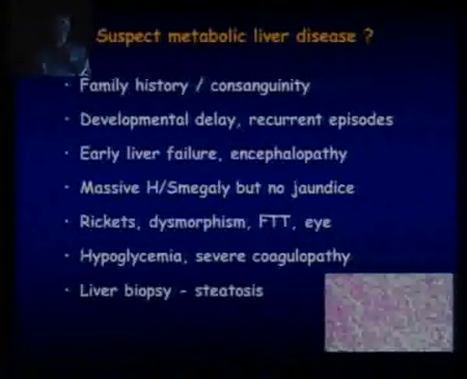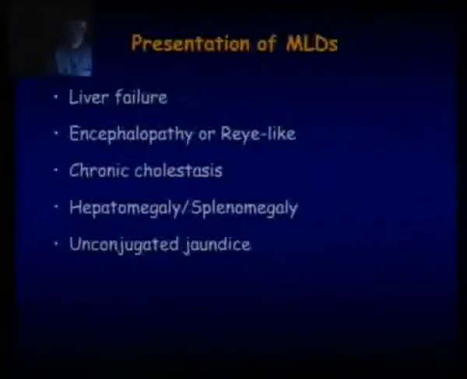If there is a family history of a liver disease, definitely. Liver disease with recurrent episodes, developmental delay, encephalopathy, massive organomegaly but no jaundice, rickets, dysmorphism, hypoglycemia, and if you do a liver biopsy, the biopsy shows steatosis. These are some of the factors that should make you suspect that this is a child who has a metabolic problem. Another thing with metabolic liver disease is that they have multiple presentations, and those are the presentations that we will be seeing over the next day or two.